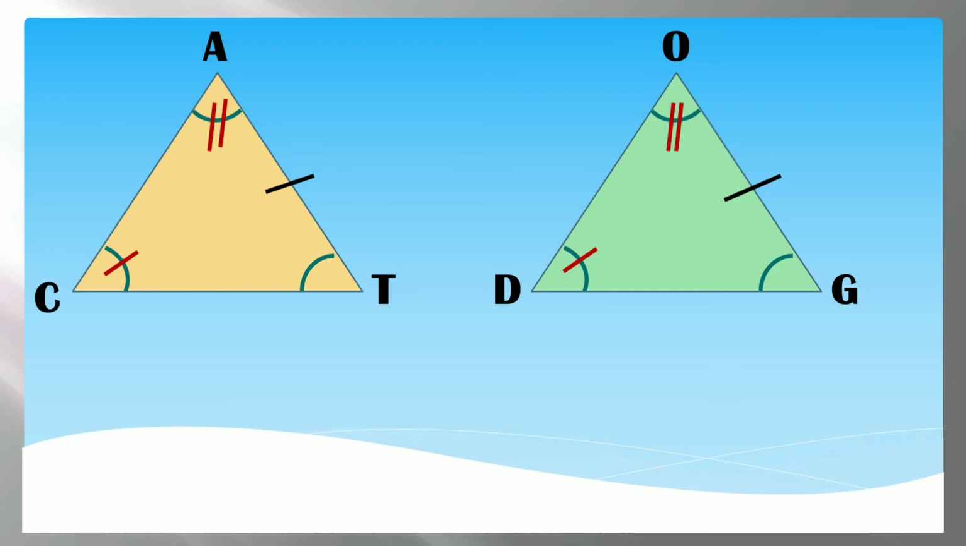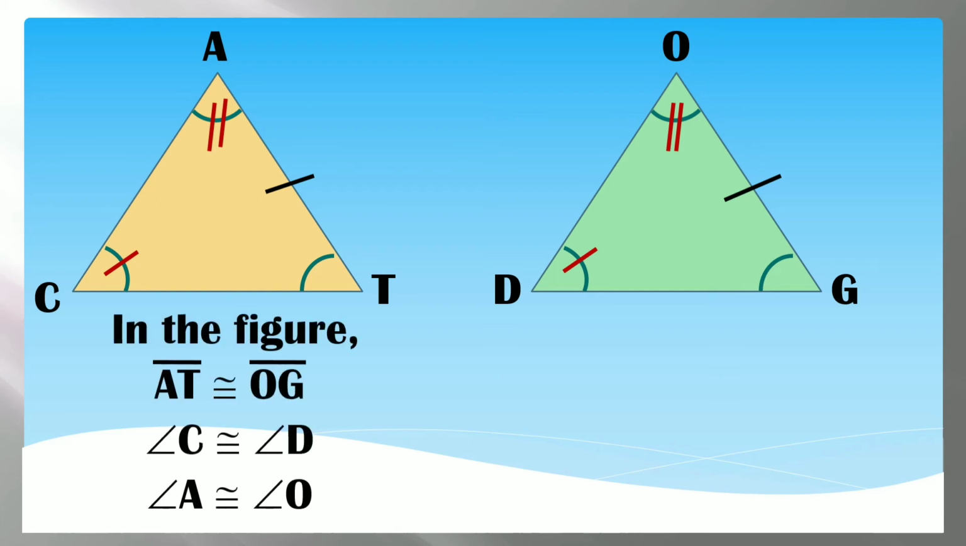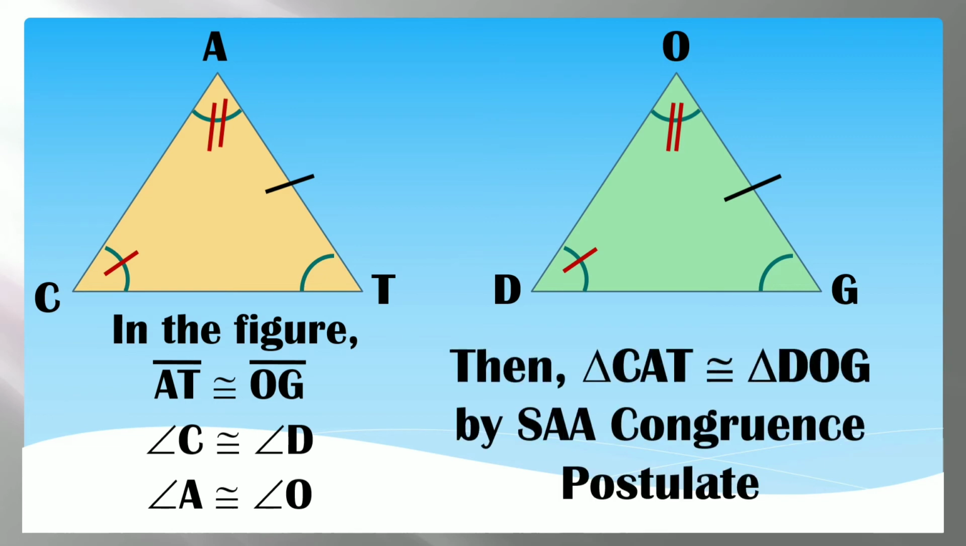Yan. So, we have triangle CAT at triangle DOG. So, may mga markings tayo diyan. So, in the figure, segment AT is congruent to segment OG. Angle C is congruent to angle D. Angle A is congruent to angle O. Then, triangle CAT is congruent to triangle DOG. So, by SAA congruence postulate. So, kung napapansin niyo, yung dalawang angle at isang non-included side ni triangle CAT ay congruent sa dalawang angle at non-included side ni triangle DOG. So, yung pag SAA, dalawang angle at isang side, non-included side. So, dapat nasa labas po siya ng angles.